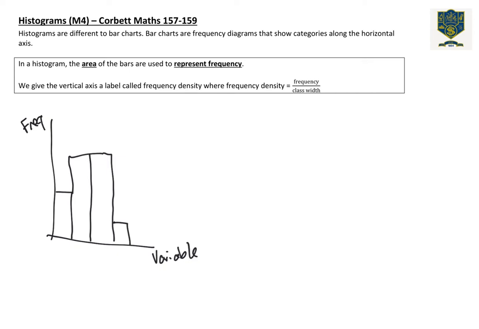Whereas a histogram, rather than using height to represent frequency, uses area to represent the frequency. So we give the vertical axis the label of frequency density, where frequency density is the frequency divided by the class width. With a histogram, the bars can all be different widths as well, but the key thing is that on the y-axis, it's frequency density rather than frequency.